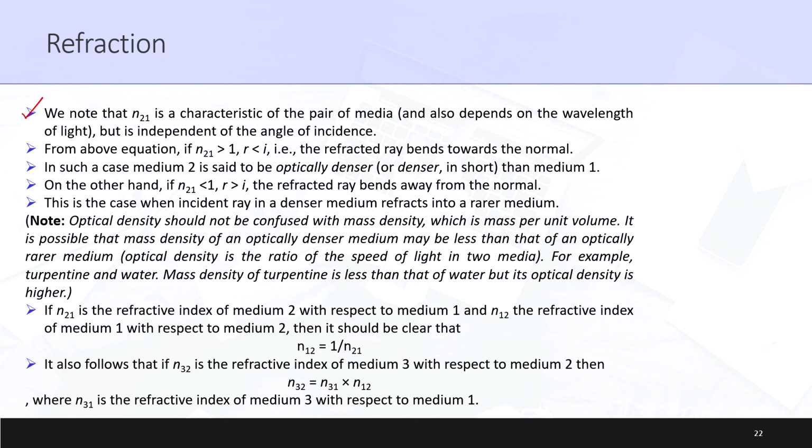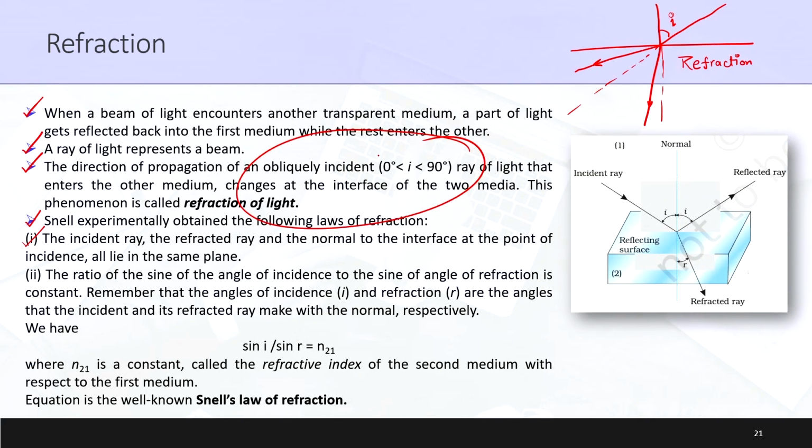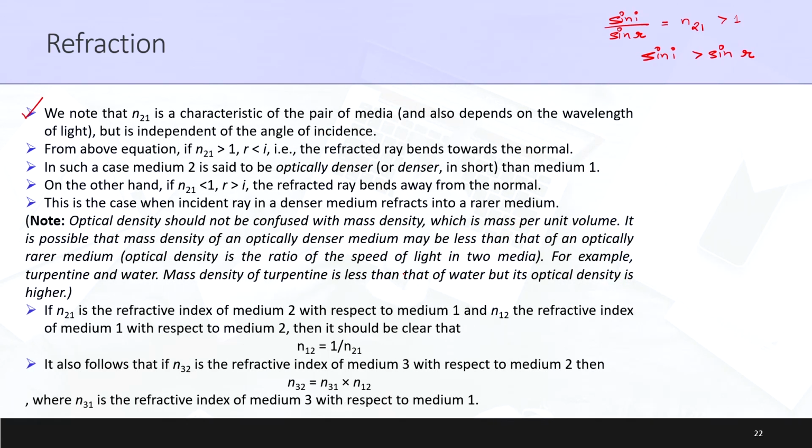Next, from the above equation, if n21 is greater than 1, r is less than i, quite evident. As you can see, sin i by sin r is equal to n21, and it is given that it is greater than 1. What does it mean? It means that sin i is greater than sin r. As we are only incidenting the light obliquely, that is, i lies between 0 to 90 degrees, it is quite evident that i is always greater than r. Therefore, if n21 is greater than 1, r is less than i, that is, the refracted ray bends towards the normal.